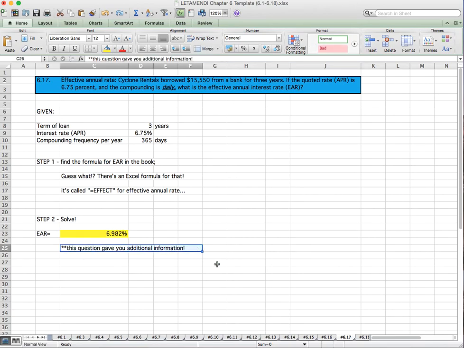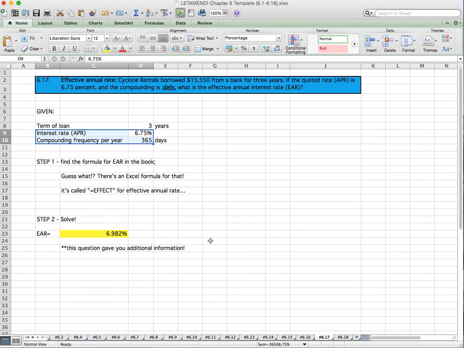So guess what? This question gave you additional information that you didn't need to know, right? We didn't use term of the loan, did we? So it doesn't matter how many years. It could be 1,000 years. It doesn't matter because you're given the annual percentage rate anyways. So within that annum, within that year, you know that the compounding is daily, and that's all you really need to know to solve for effective annual rate. And now that you know how to calculate EAR, you can go ahead and do that for the rest of your problems.